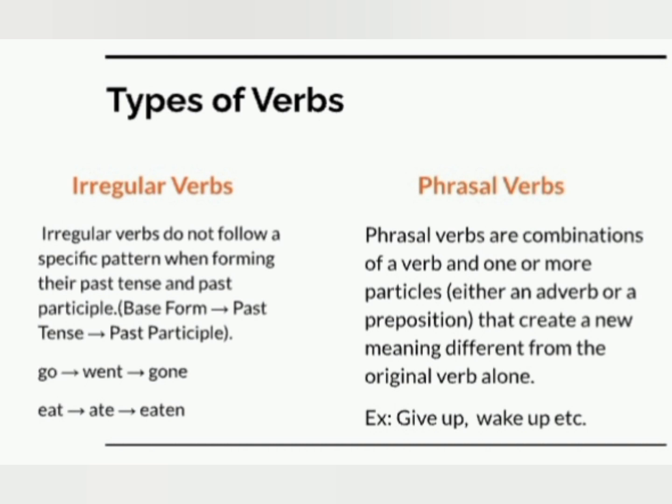Next one is phrasal verbs. Phrasal verbs are a combination of a verb and one or more particles, either an adverb or a preposition, that create a new meaning different from the original verb alone. A combination of a verb and an adverb or a preposition is called a phrasal verb. Examples are give up and wake up.